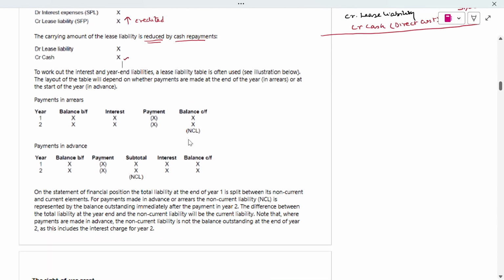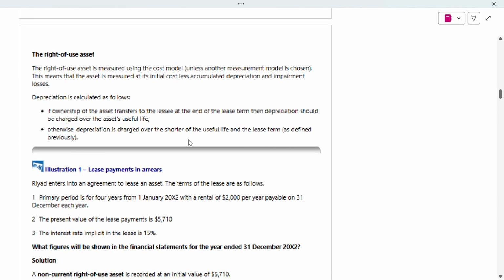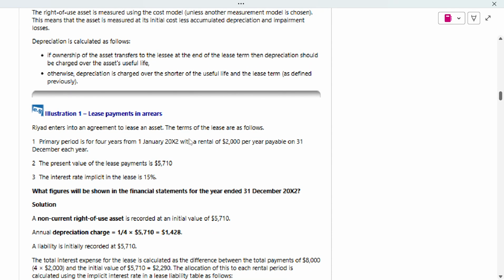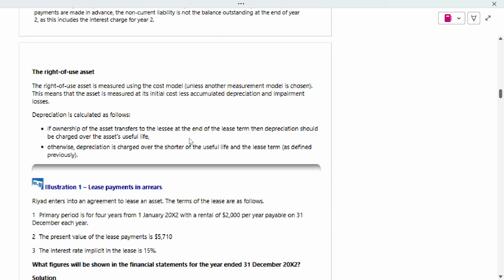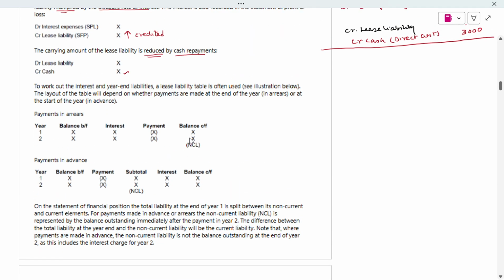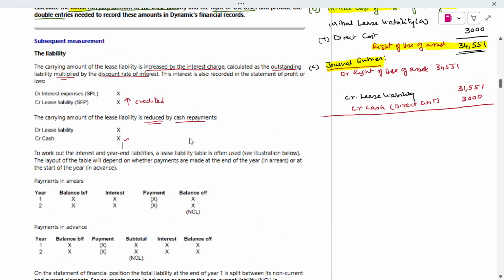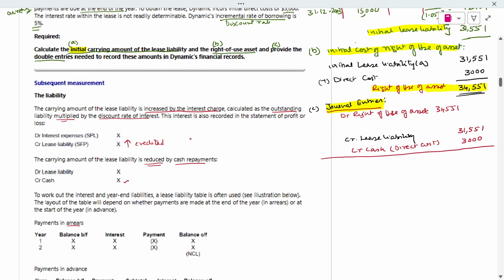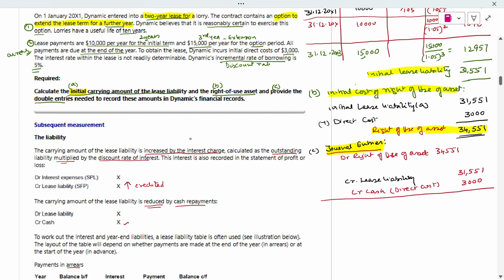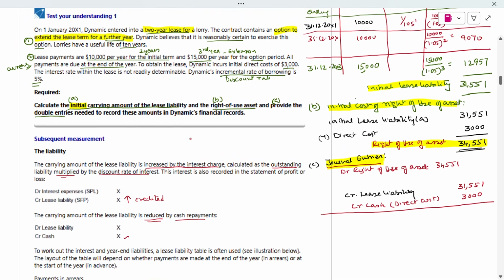Okay, now I will just check what they have mentioned. No, they have not mentioned anything. Very quickly, I will put it like that. In the before case, if it is a payment in arrears, how much have you calculated for the lease liability? Lease liability is 31,551.